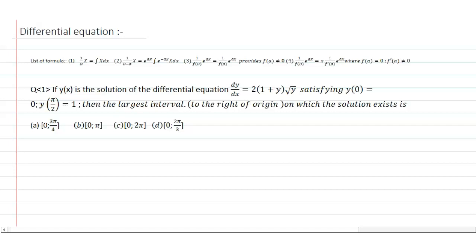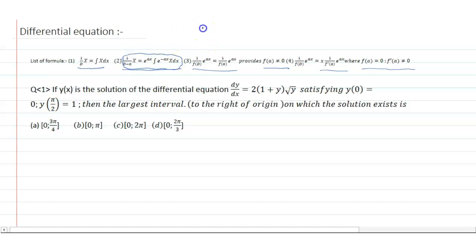Today's discussion is differential equations. Friends, I have already written the formula: 1/f(D) X = e^(ax) ∫ X e^(-ax) dx for 1/(D - a) X, and 1/f(D) e^(ax) = e^(ax)/f(a) when f(a) is not equal to 0, and x e^(ax)/f'(a) when f(a) is equal to 0 and f'(a) is not equal to 0. So friends, this formula is a very important formula.